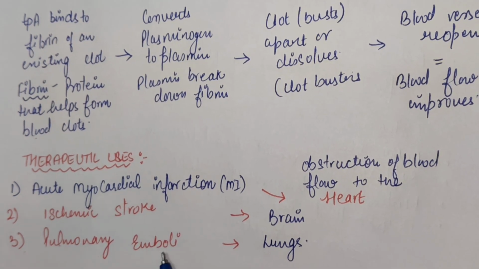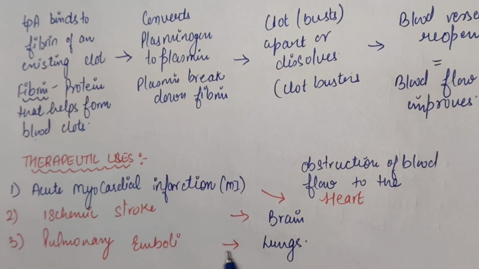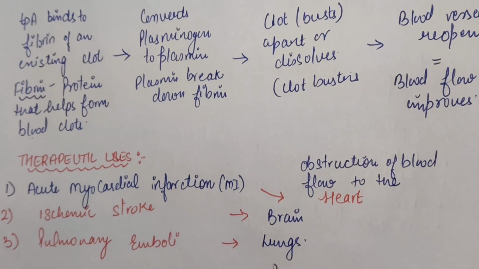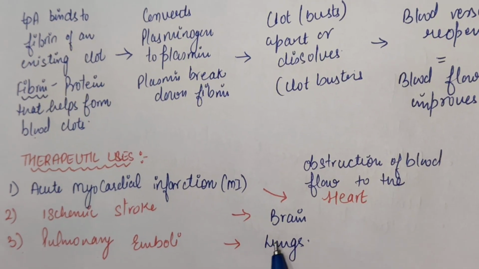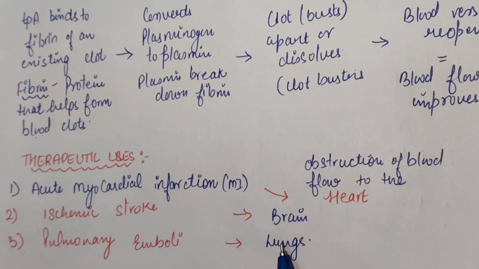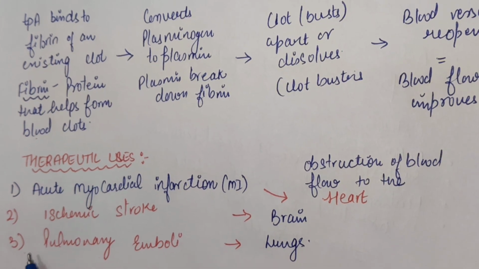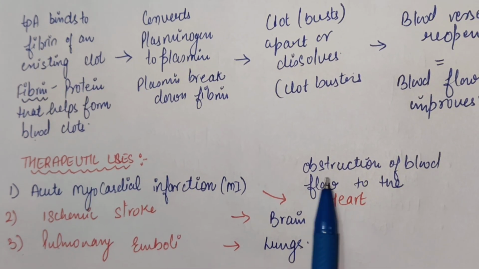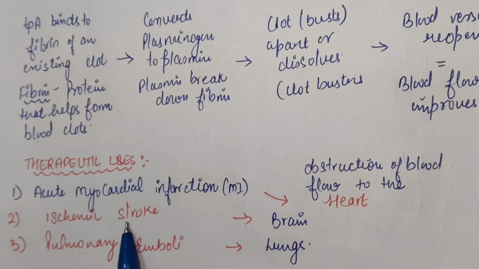Next is pulmonary embolism, mainly in the lungs. If there is any obstruction of blood flow in the lungs, we can use this TPA. So mainly these are the therapeutic uses for TPA.